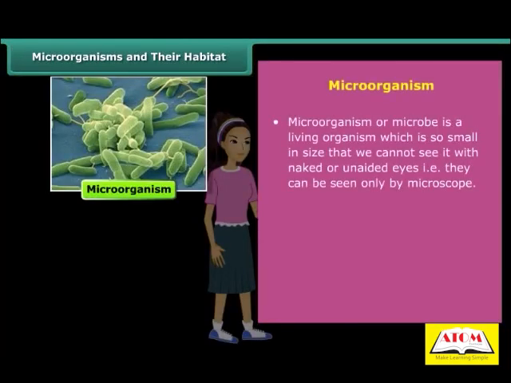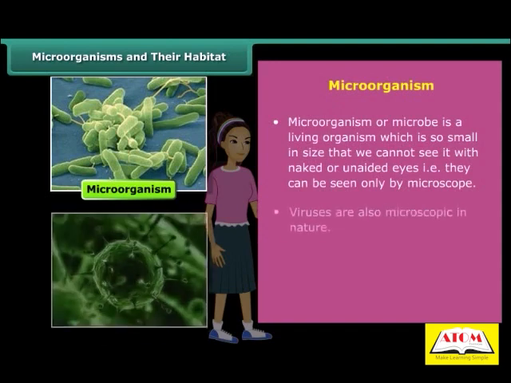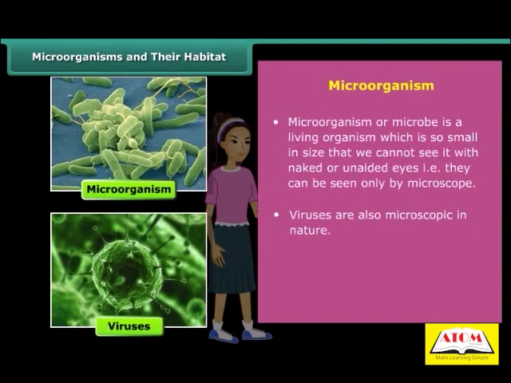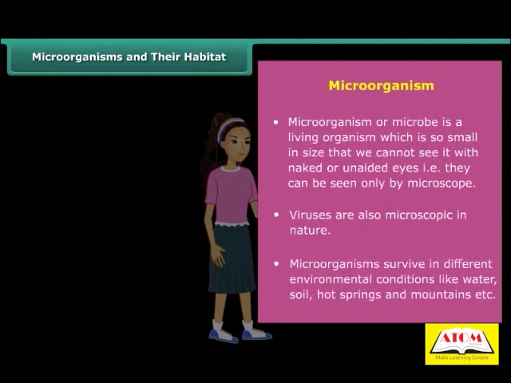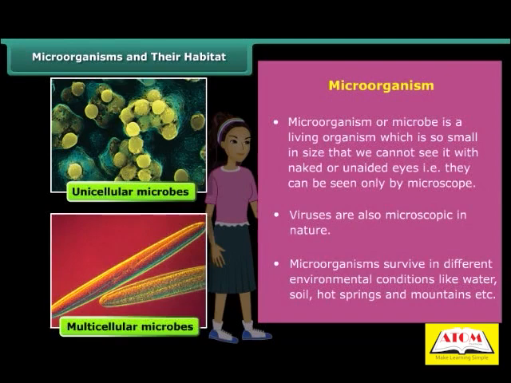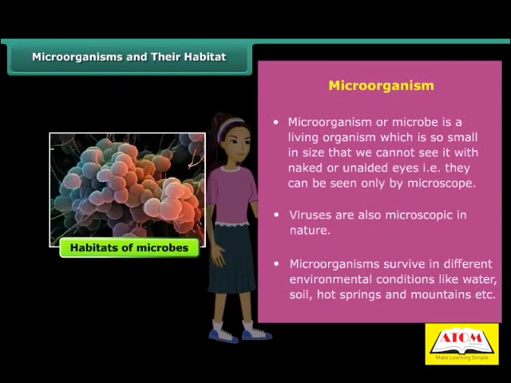A microorganism or microbe is so small in size that we cannot see it with naked or unaided eyes. They are broadly classified into four major groups: bacteria, fungi, protozoa and algae. Viruses are also microscopic. Microorganisms can survive in different environmental conditions.